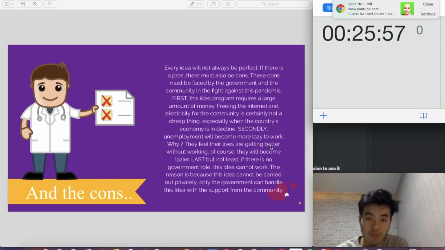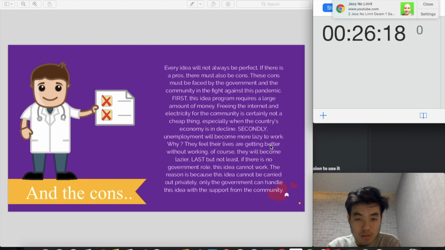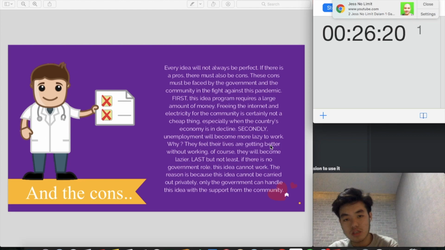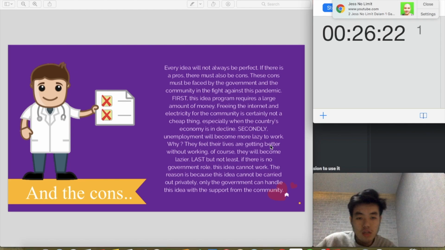So every idea will not always be perfect. If there are pros, there must also be cons. These cons must be faced by the government and the community in the fight against this pandemic. First, this idea program requires a lot of money. Freeing the internet and electricity for the community is certainly not a cheap thing, especially when the country's economy is in this condition. Secondly, unemployed people will become lazier to work.